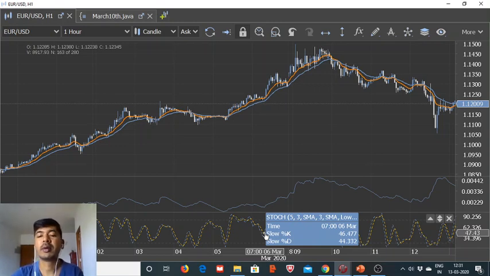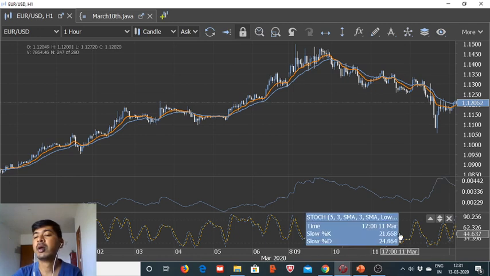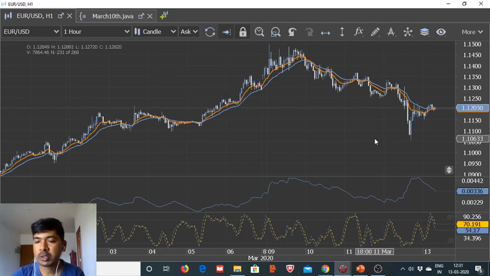And then of course we will also be taking a look at the crossover. Whenever the tide turns from bearish to bullish, we will be going for a buy trade, and when the tide turns from bullish to bearish, we will be looking for a sell trade. So that's the idea.